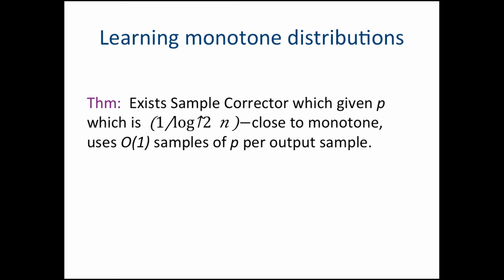Okay, so first of all, I'd like to say that if you have p that's really close to monotone, 1 over log squared n close, okay? If it's 1 over log squared n close to monotone, we can correct this thing obliviously, and we can make it monotone. We don't have to learn anything, okay? It's constant samples per output sample. So why is that true?